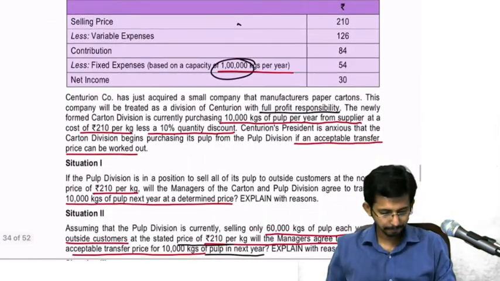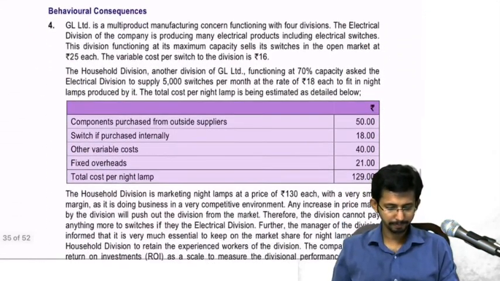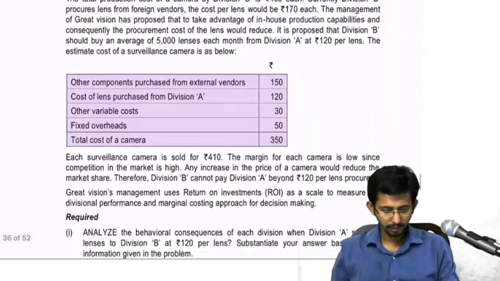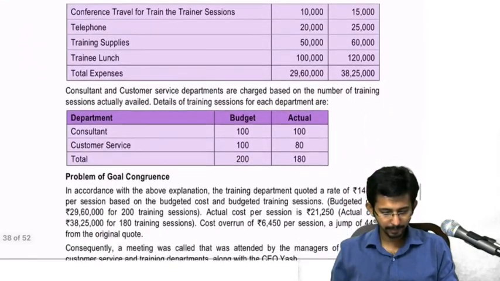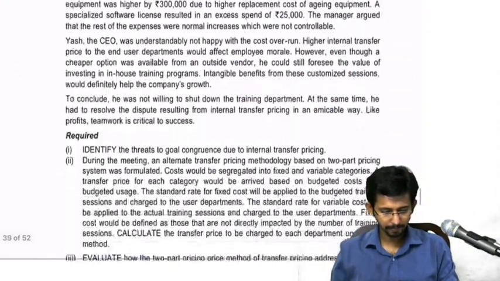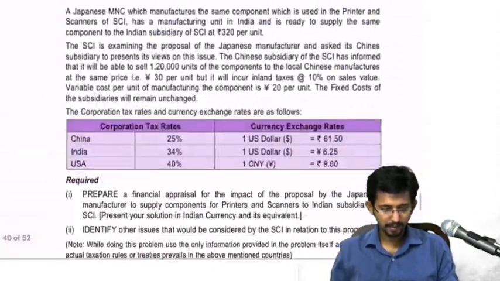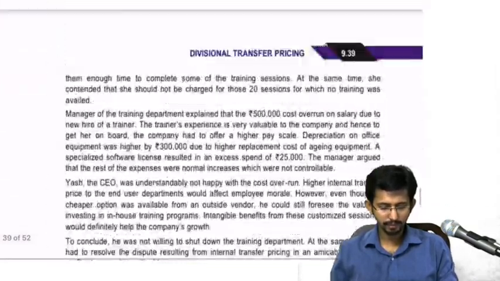Question number 3 we have already done. Then what we have, 4, 5, 6, right? Okay, 6 is a case study, a full-fledged case study.